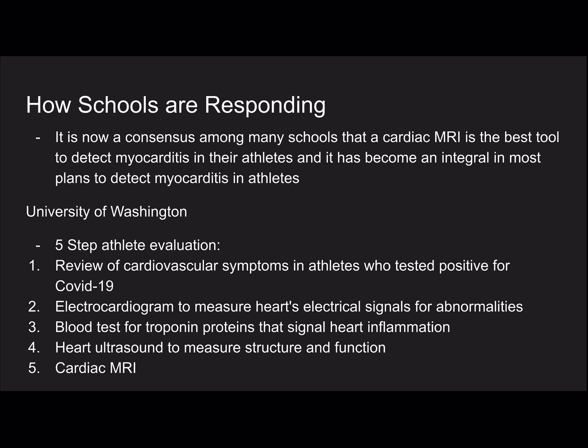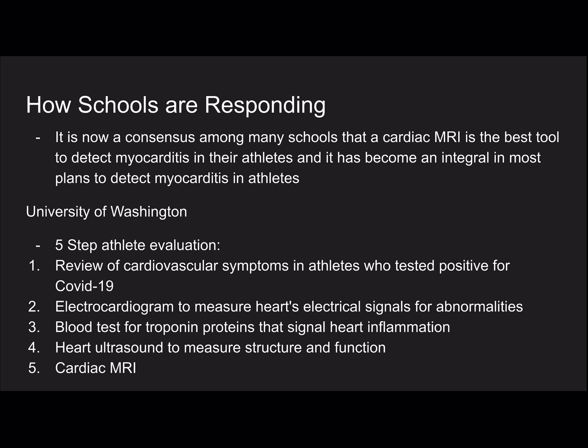So, how schools are responding. Because of these extreme cases, a lot of schools have been prompted by the athletic directors and school committees to develop really extensive plans for how they're going to help their athletes get through these diseases and make sure that the athletes are tested and screened properly for these diseases. So the first example would be that it's a new consensus that many schools will use a cardiac MRI to detect myocarditis in their athletes, and it has now become an integral part of most plans to detect myocarditis.